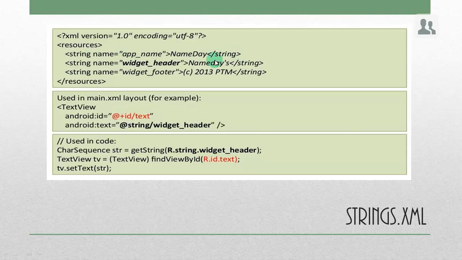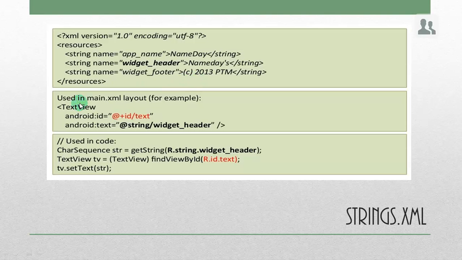So it is a string tag here which contains the actual string, Name Day, and it will be referred to with the help of the name f_name. If you want to display or use this Name Day, then you can refer to the particular name which you have given to the string in the string.xml file. That is f_name. The same Name Days you can refer to with the name widget_header. And if you want to refer to this copyright 2013 PTM, then you can refer to it with the name widget_footer. So this is the string.xml file.